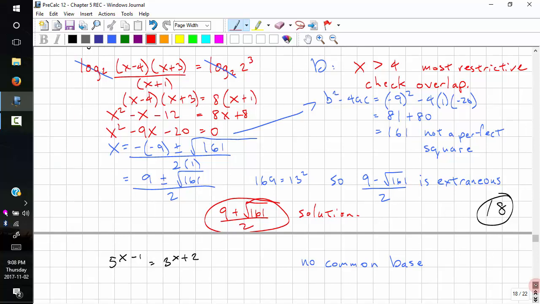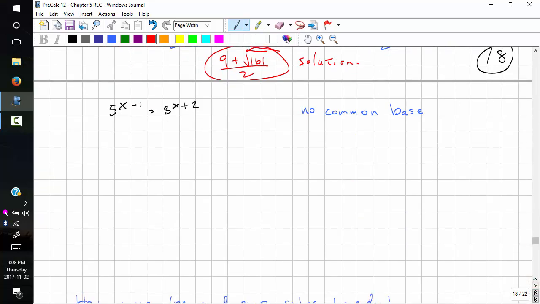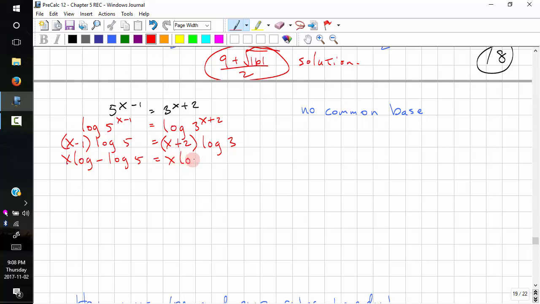Let's look at another example. Again, we do not have a common base, but we can still solve this algebraically. We take the log of both sides. The exponent comes out front. Now we expand. X log 5 minus log 5, x log 3, plus 2 log 3.